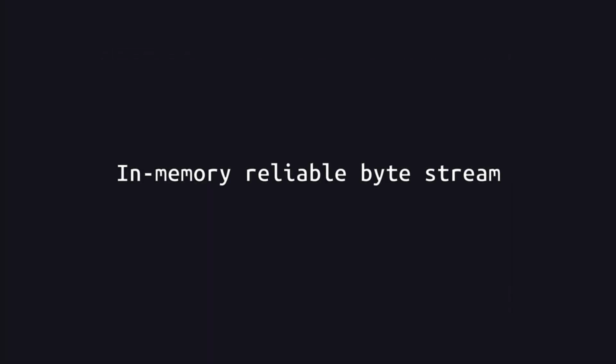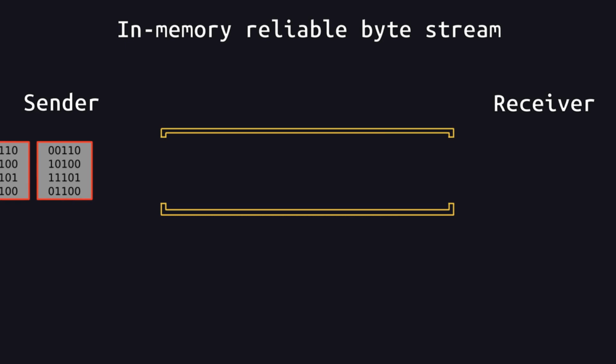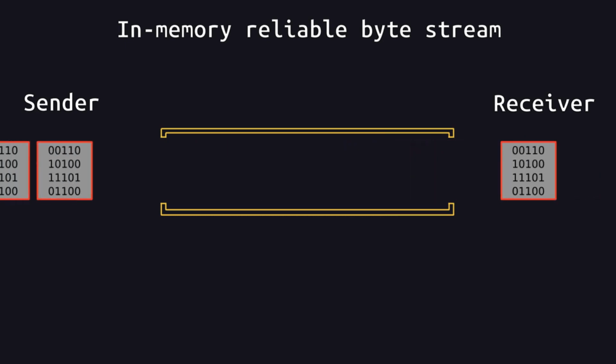Now that I've used reliable byte streams in my program, it's time to start building one myself. I'll begin with a basic in-memory byte stream. The complexities of implementing a reliable byte stream over a network will come later. The idea is pretty simple. I'll create a data structure that represents the stream, allowing me to write and read data efficiently.